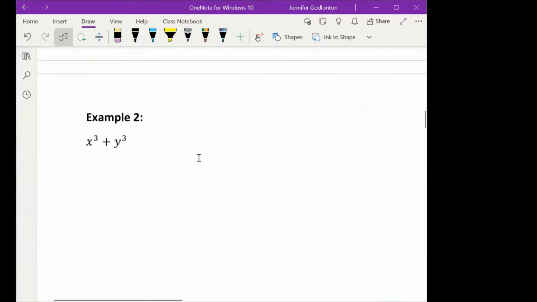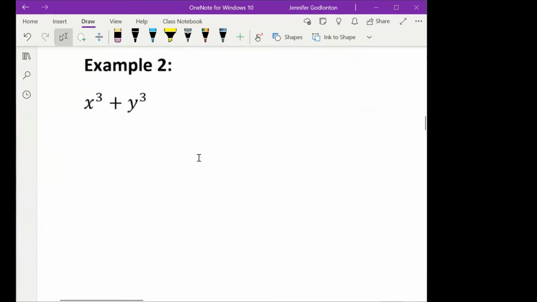Okay, let's see. So I've kept this one almost the same. The only thing that's different is that there's a plus sign. I've taken away the minus and I've added a plus. Let's see how this one goes. Try and do it step by step.